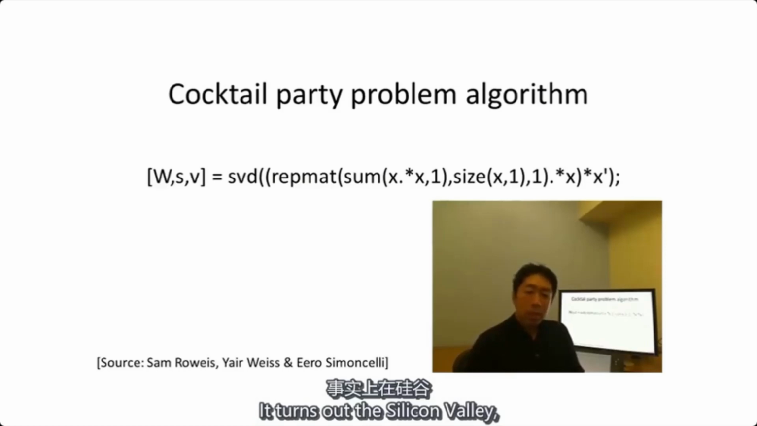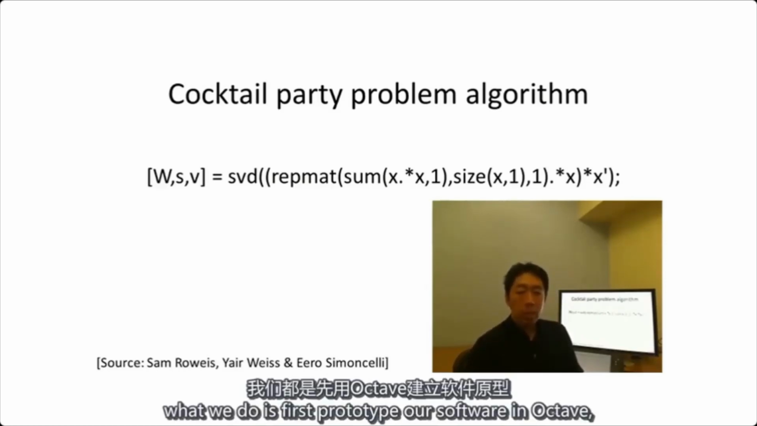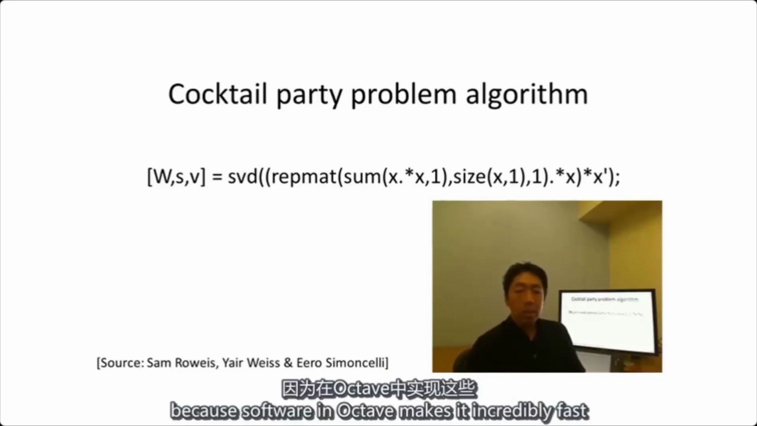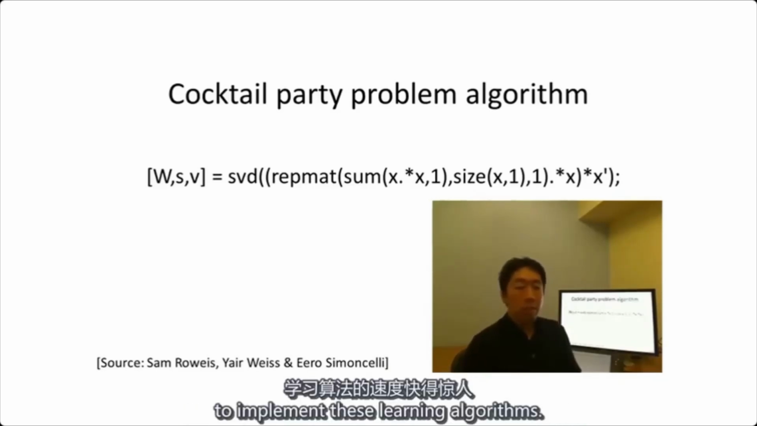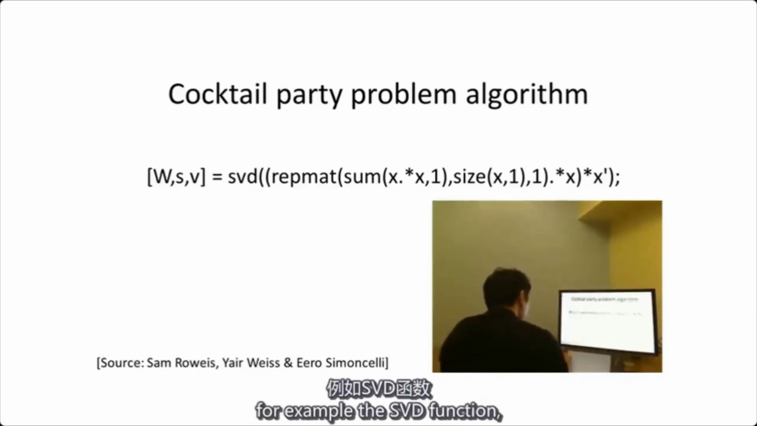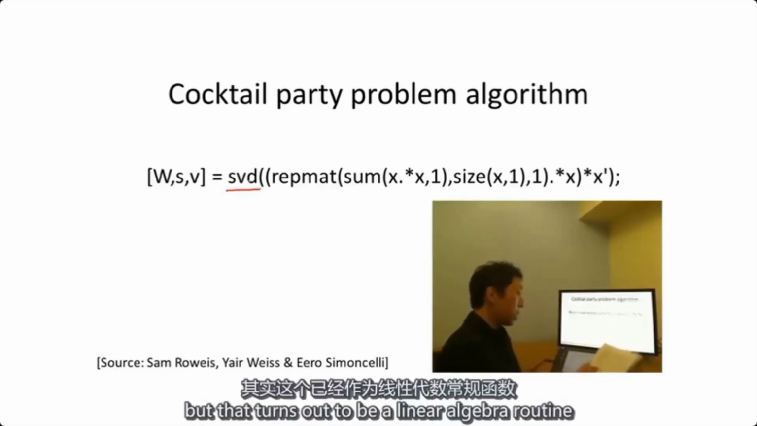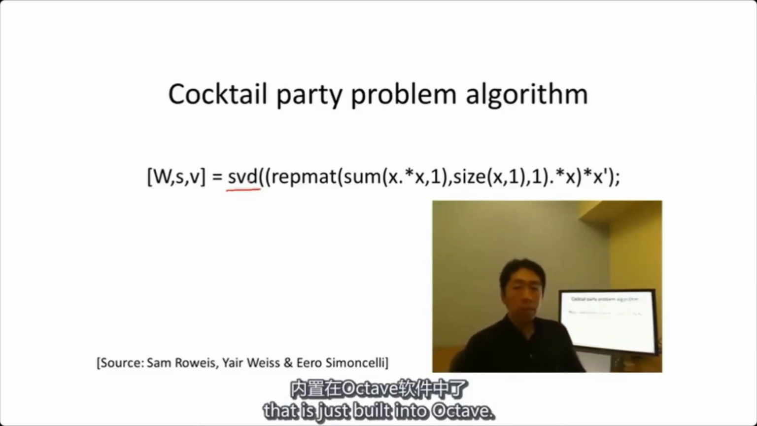It turns out that in Silicon Valley, for a lot of machine learning algorithms, what we do is first prototype our software in Octave, because software like Octave makes it incredibly fast to implement these learning algorithms. Here, each of these functions, for example the SVD function, which stands for singular value decomposition, turns out to be a linear algebra routine that is just built into Octave.